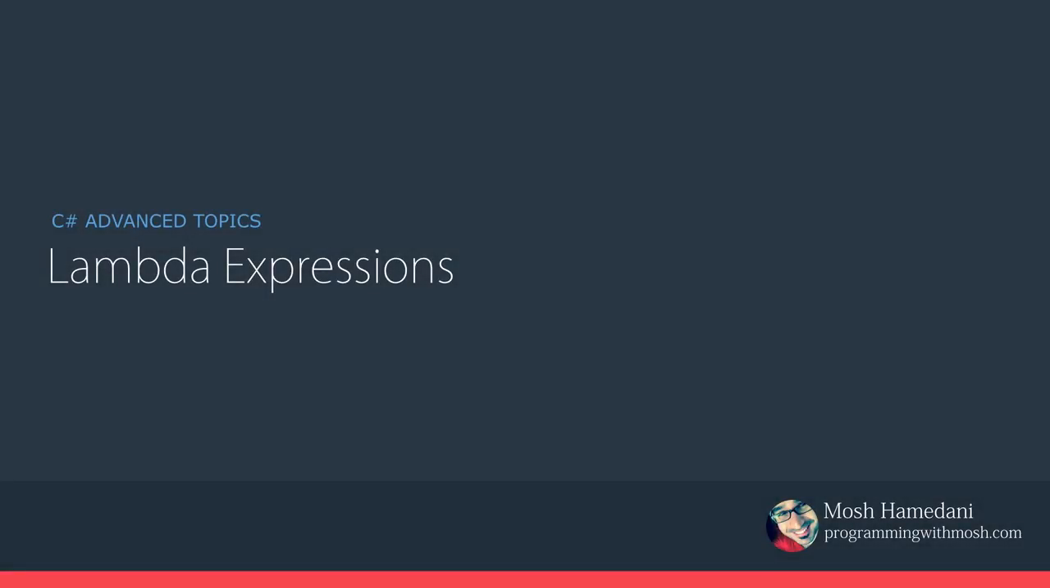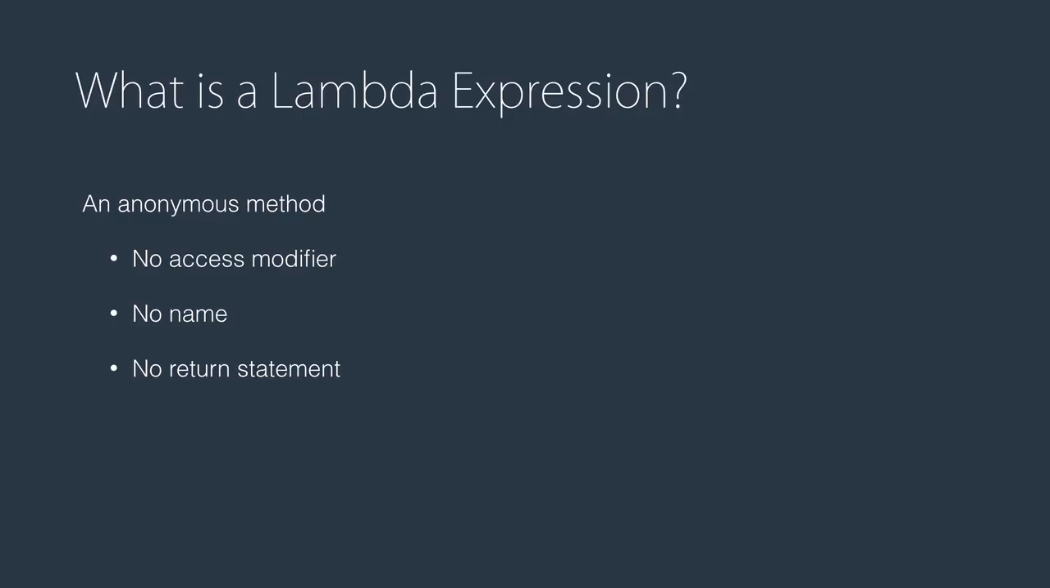So, lambda expressions. What are these lambda expressions? A lambda expression is nothing but an anonymous method. That is a method that has no access modifier, like public or private. It has no name, and it has no return statement.